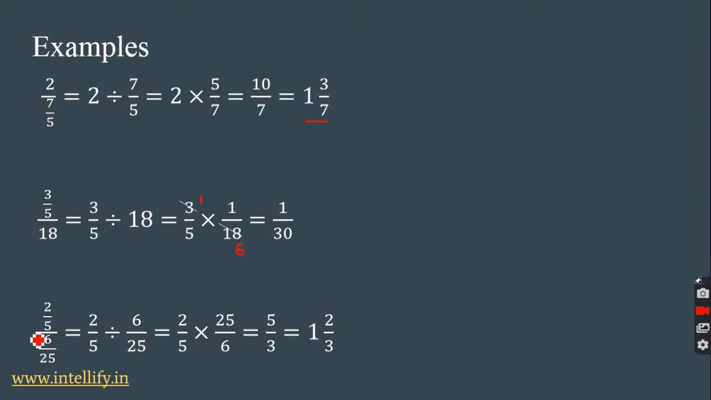For the last example we have 2 by 5 by 6 by 25. Noticing the bigger line, this whole thing is divided by this whole thing. So 2 by 5 divided by 6 by 25. Now turning this into reciprocal, 2 by 5 into 25 by 6. So 5 into 5 is 25 and 5 into 1 is 5, and 2 into 3 is 6 and 2 into 1 is 2. So 5 by 3 is the answer.